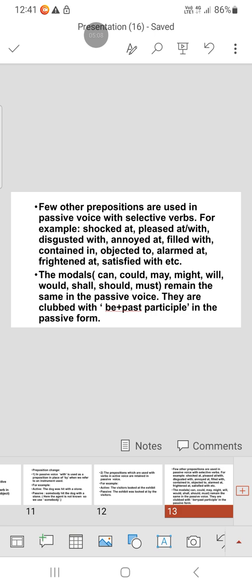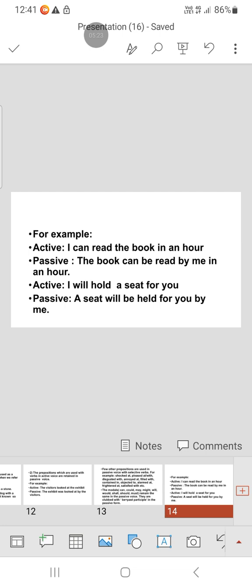The modals can, could, may, might, will, would, shall, should, must remain the same in the passive voice. They are clubbed with be plus past participle in the passive form. For example, active, I can read the book in an hour. Passive, the book can be read by me in an hour.